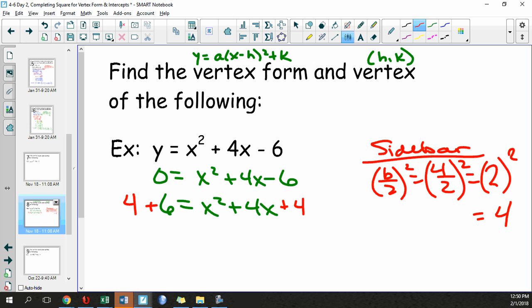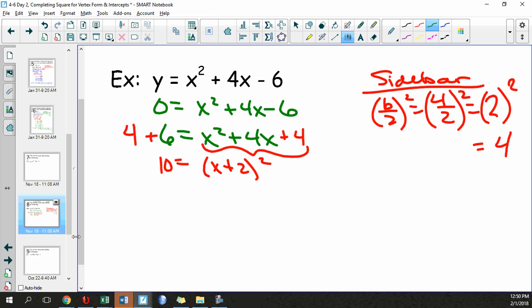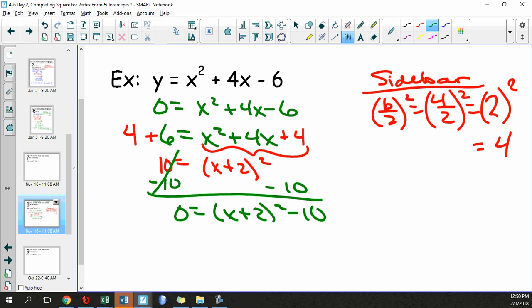What's 4 plus 6? What did these 3 terms turn into? The perfect square, what is it? x plus 2 squared. We're almost done, folks, because now we've rewritten it, and now we're going to bring our constant term on the same side as the x. So I'm going to bring that 10 back over by subtracting 10. 0 is equal to x plus 2 squared minus 10. And then the last step is to replace 0 back with y.